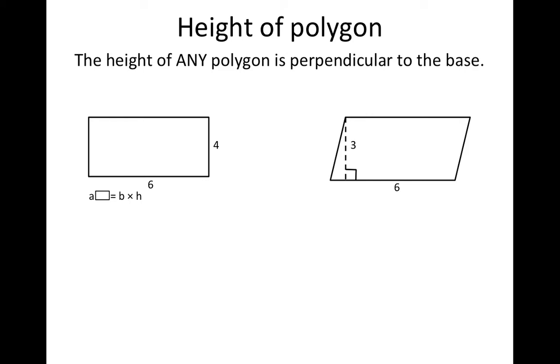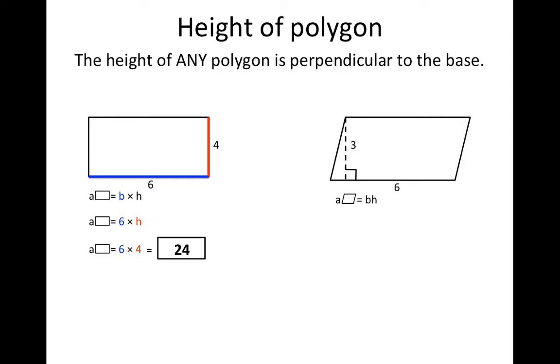Now I simply have to substitute in. My base is that bottom blue line there, so I'll substitute in a 6. And my height is that red line there, so I'll substitute in a 4. Multiply those out, and I get 24. So the area of this rectangle is 24.